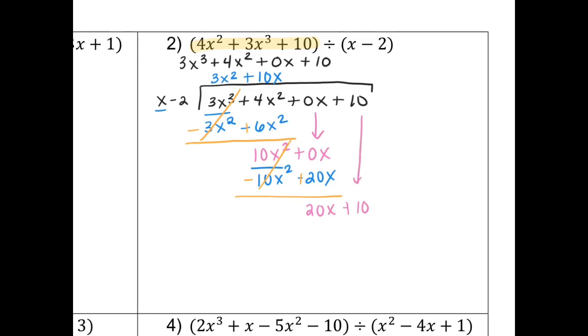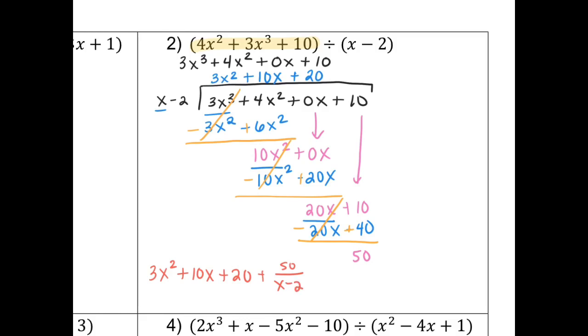Pink says start over. What do I have to multiply x by to make it 20x? 20. Now distribute it in. I'm going to have 20x minus 40. Draw a line and change the signs. So now when I combine like terms, I've got 50. There's no way that I can make an x of 50, so that tells me to stop. So my final answer is 3x squared plus 10x plus 20 plus 50 over x minus 2.